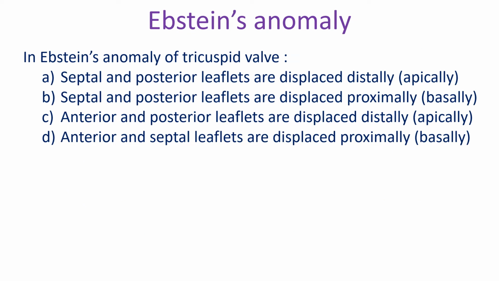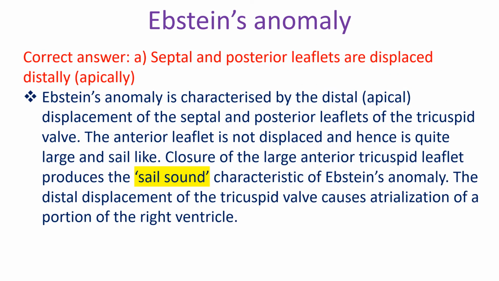In Ebstein's anomaly of tricuspid valve, A. Septal and posterior leaflets are displaced distally, B. Septal and posterior leaflets are displaced proximally, C. Anterior and posterior leaflets are displaced distally, D. Anterior and septal leaflets are displaced proximally. Correct answer A. Septal and posterior leaflets are displaced distally.